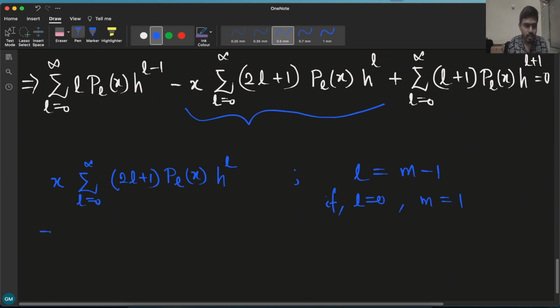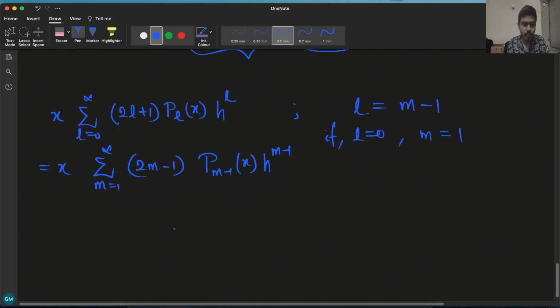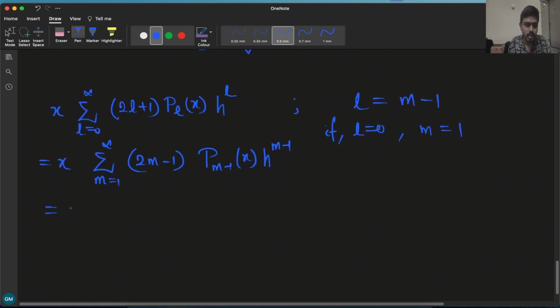So if I now do the index shifting, it will be x times the sum over m equals 1 to infinity, and instead of l I am writing m minus 1, so it will be 2 times (m minus 1), which is 2m minus 2, and there is a plus 1 here, so it will be 2m minus 1, right? It will be P of m minus 1 of x times h to the power m minus 1. And as m is a summation index, I will write it as the sum over l equals 1 to infinity.